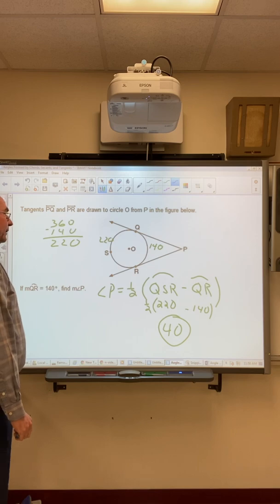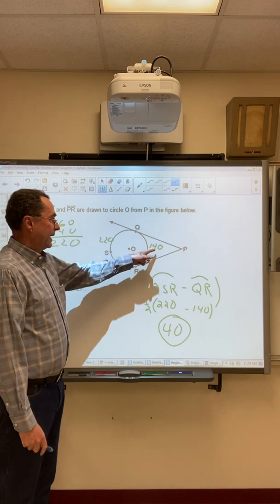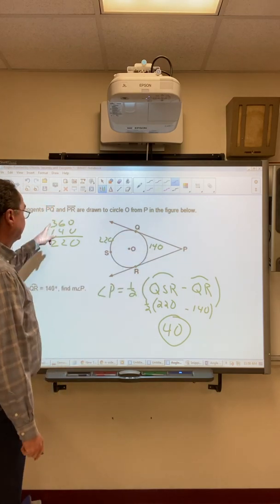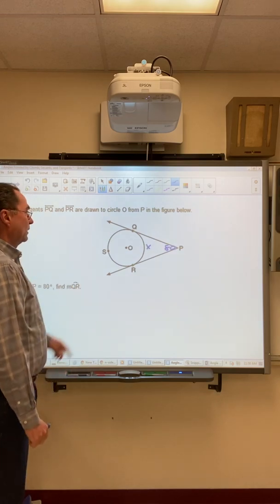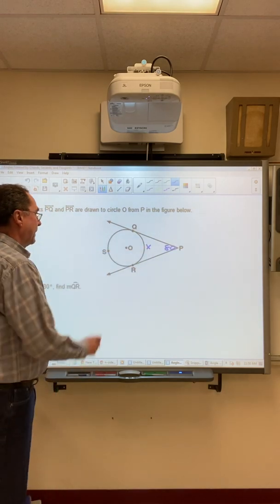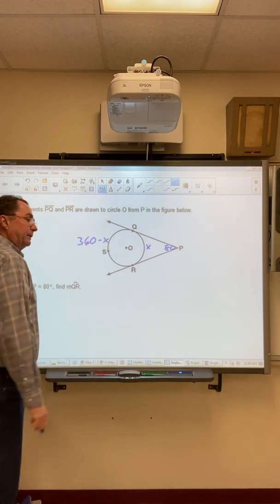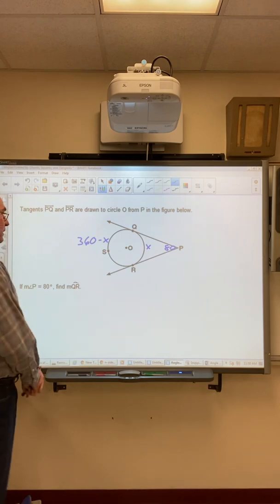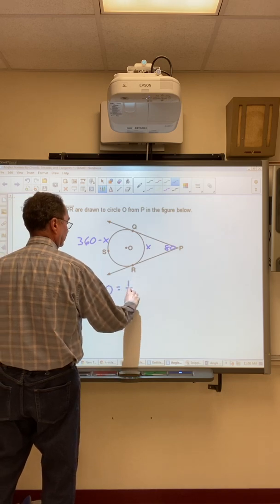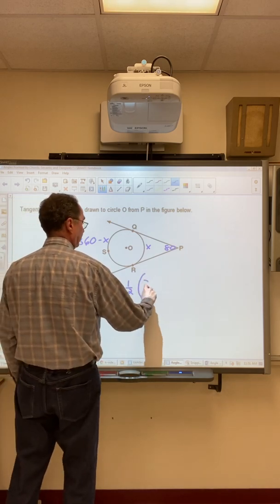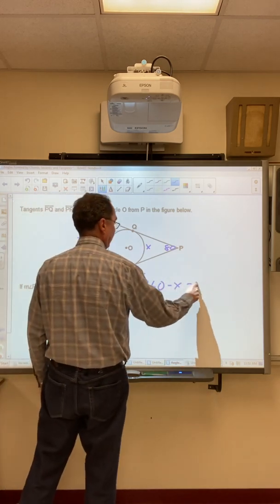Think about what we did here. We knew all the way around was 360. We knew that piece was 140. So we did 360 minus 140. We do the same thing if it's an X. We're going to do 360 minus X. We're doing the same thing with variables that we did with numbers. So the angle 80 is 1/2 the major arc minus the other arc.